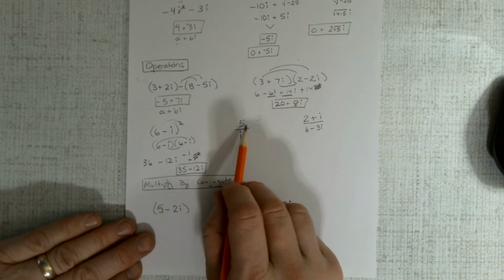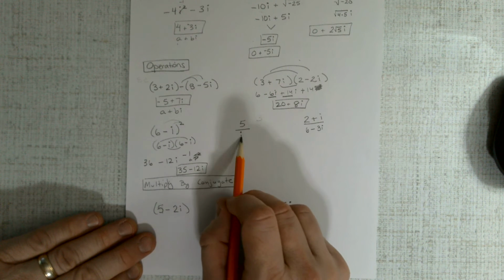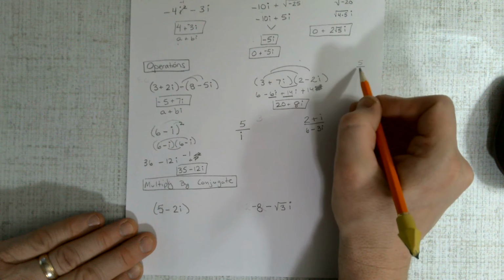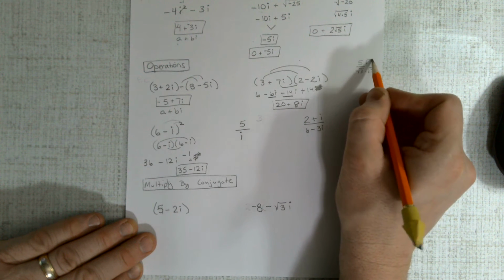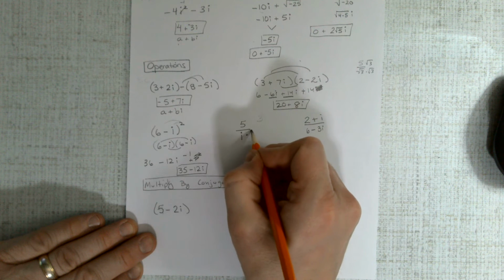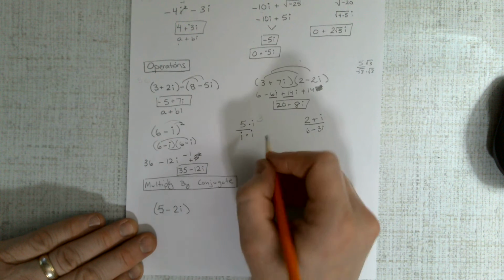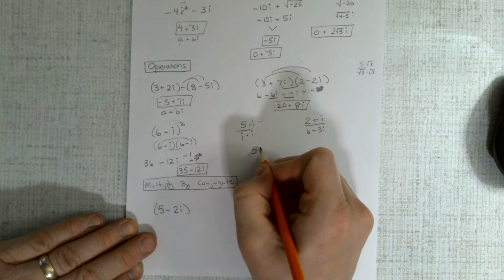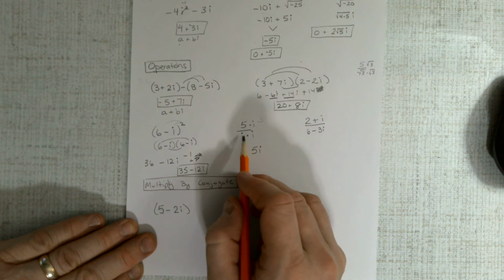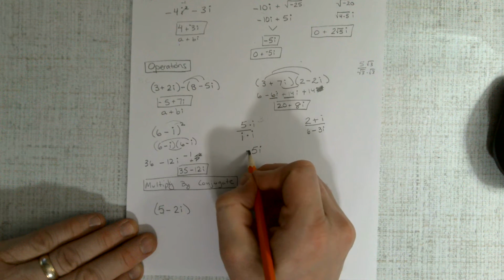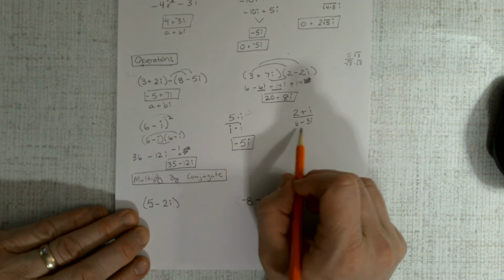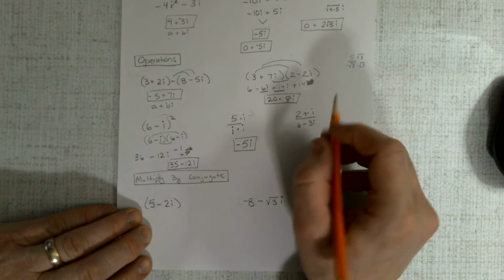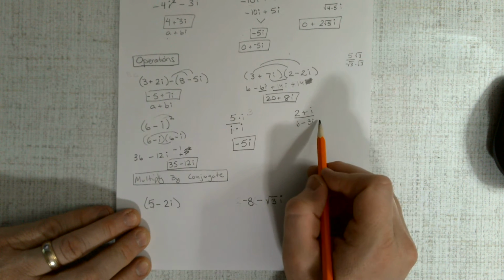What's wrong with this fraction here? 5 divided by i, we don't leave i's in the denominator. Just like we wouldn't leave a root here, we would multiply it by root 3. We're going to do the same thing. We're going to multiply it by i. In the numerator I have 5i. In the denominator I have, what is i times i? i times i is -1. So it's a -5i.